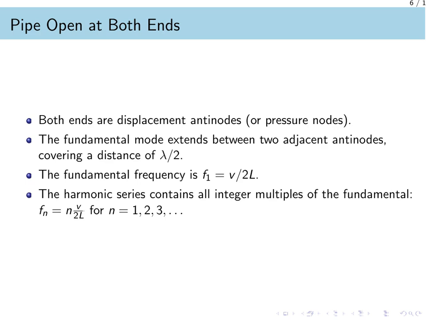In the fundamental mode, the wave extends between these two adjacent antinodes, covering a distance of half a wavelength. We calculate the fundamental frequency by dividing the speed of sound by 2 times the length of the column. In these open pipes, the harmonic series is complete, meaning it contains all integer multiples of the fundamental frequency. To find any higher harmonic, you simply multiply the harmonic number by the fundamental frequency.